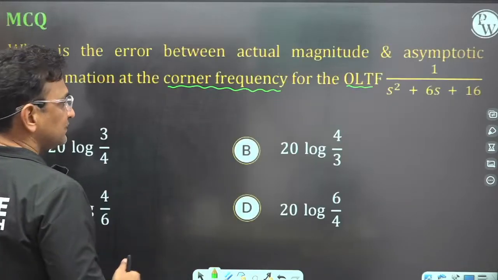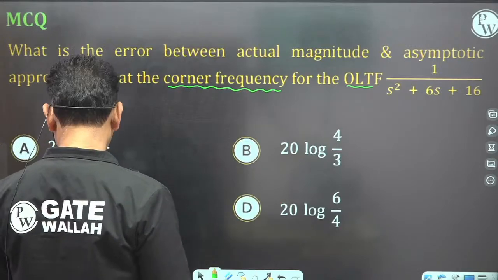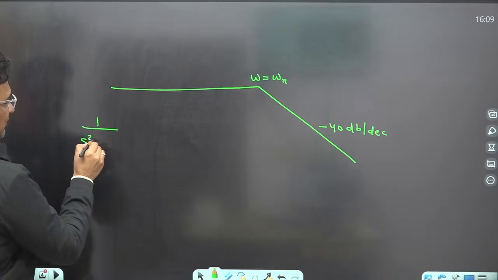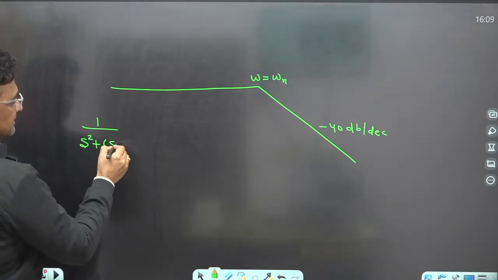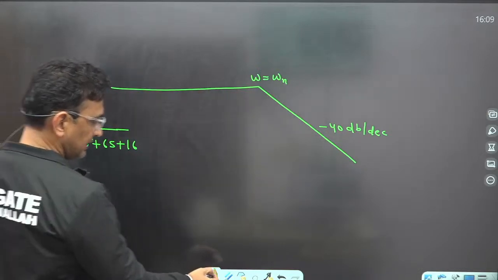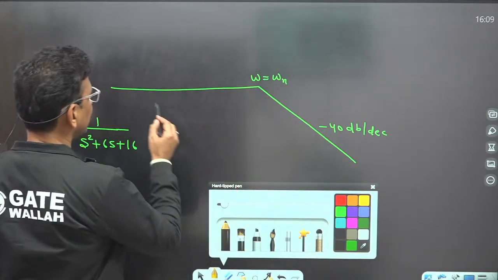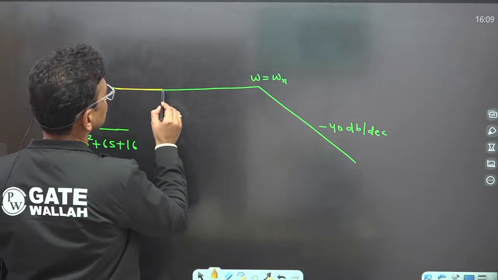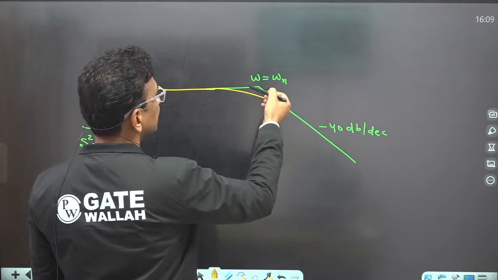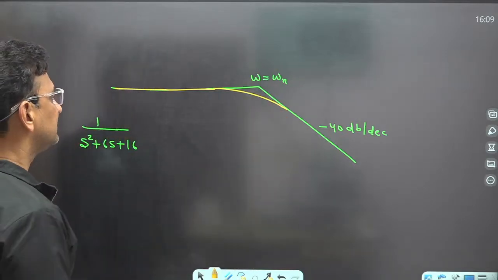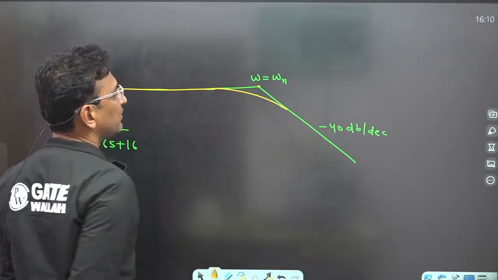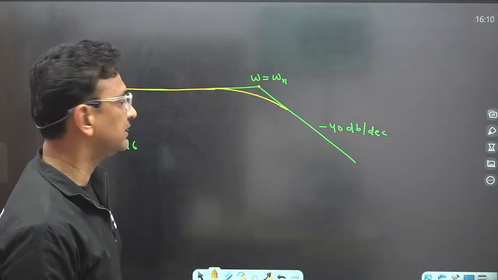So see, the transfer function is 1 upon s square plus 6s plus 16. This is my approximate asymptotic Bode plot. If I draw the actual Bode plot, it may be like this. It may be on the upside of this or it may be on the downside of this. So the difference between the approximate plot and the actual plot is called the error.